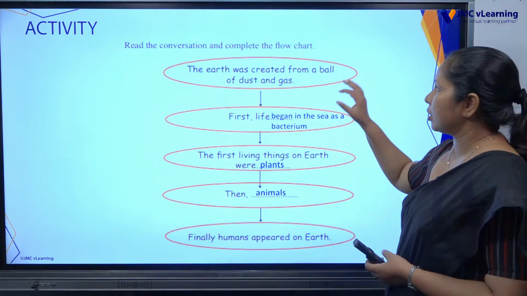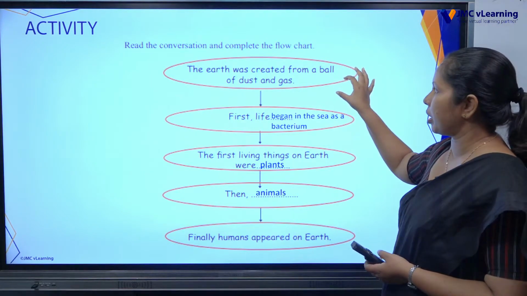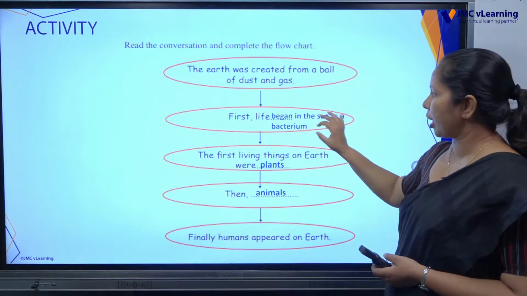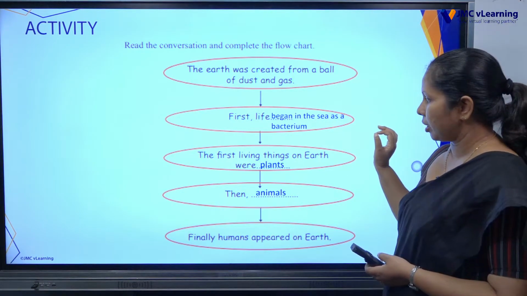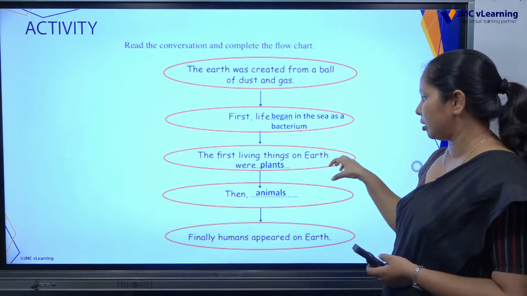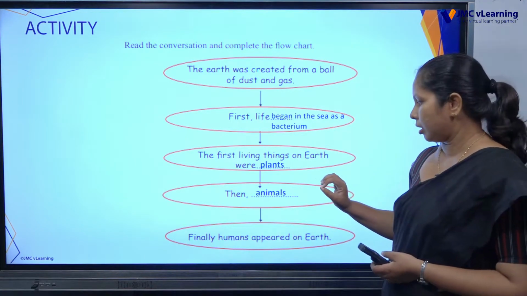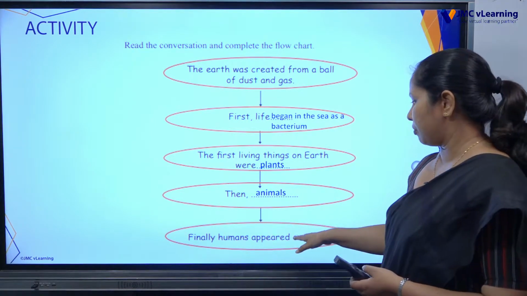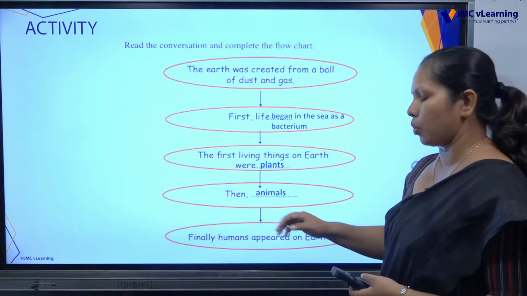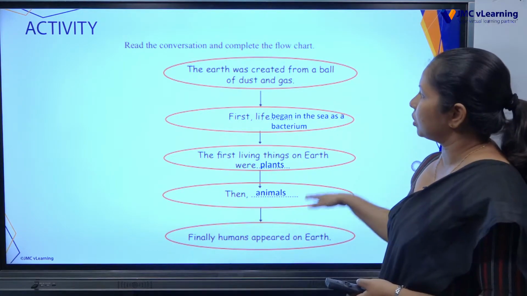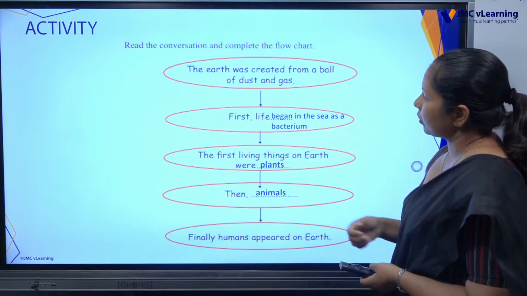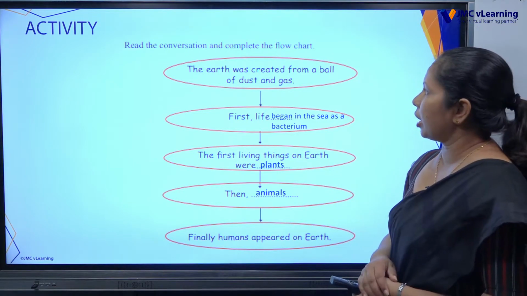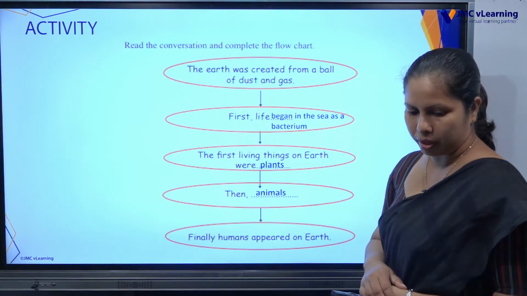So they say the earth was created from a ball of dust and gas. The first life began in the sea as a bacterium. Then the first living thing on earth was plants, and then after plants it was animals, and the final thing that appeared on earth was humans. So this is the order that Radhika explained to Arjuna regarding the beginning of the world.